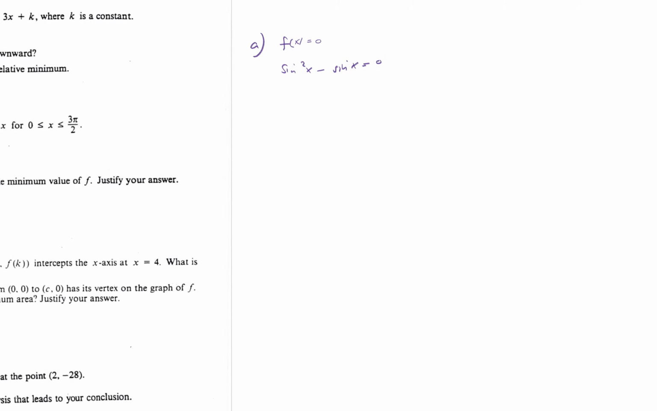We can factor out the sine, make it a little easier, right? We're going to get something like this. Okay, so when sine of x equals 0, and when sine of x equals 1. Sine of x is 0 at 0, pi, 2 pi, etc. How about for when sine is 1? It's pi over 2.